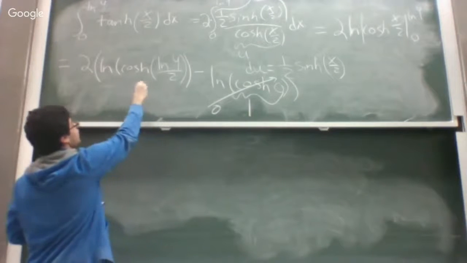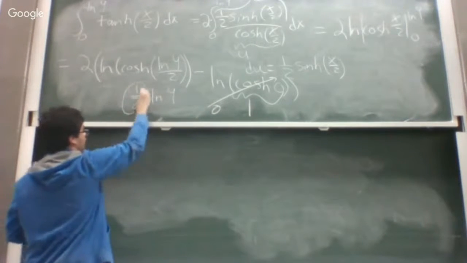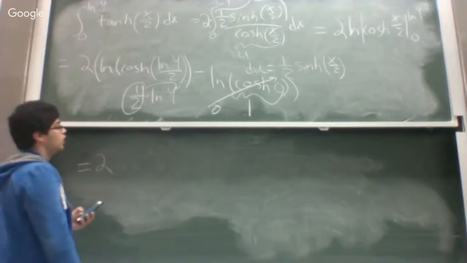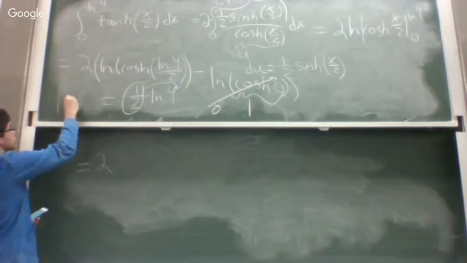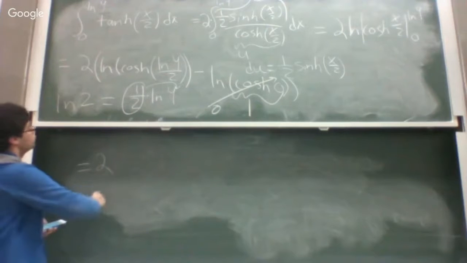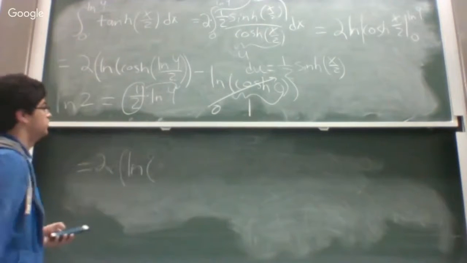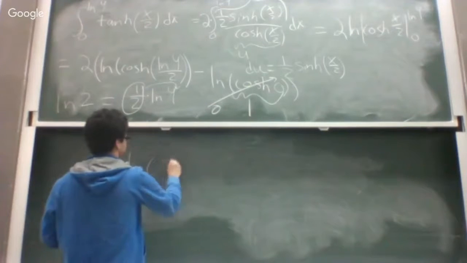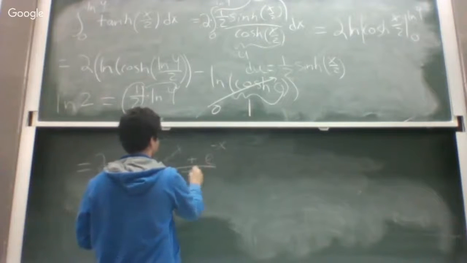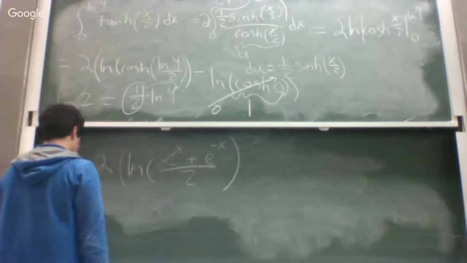This 1/2 can be treated as 1/2 times the natural log of 4. Knowing that, we can bring this 1/2 up, make it 4 to the 1/2 power, making that equal to the natural log of 2. So then when we do 2 times the natural log of cosh, we can use the definition of cosh, which is what? e to the x plus e to the minus x all over 2. But we don't have e to the x, we have e to the natural log of 2.